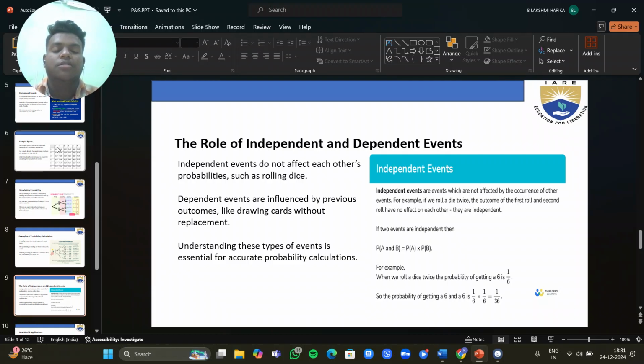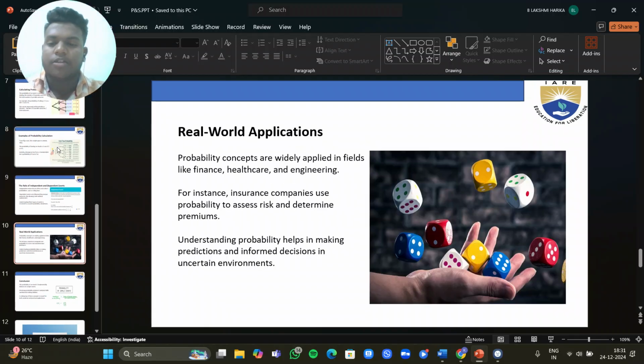If two events are independent, then P of A and B is equal to P of A into P of B. When we roll a dice twice, the probability of getting a 6 each time is equal to 1 by 36.